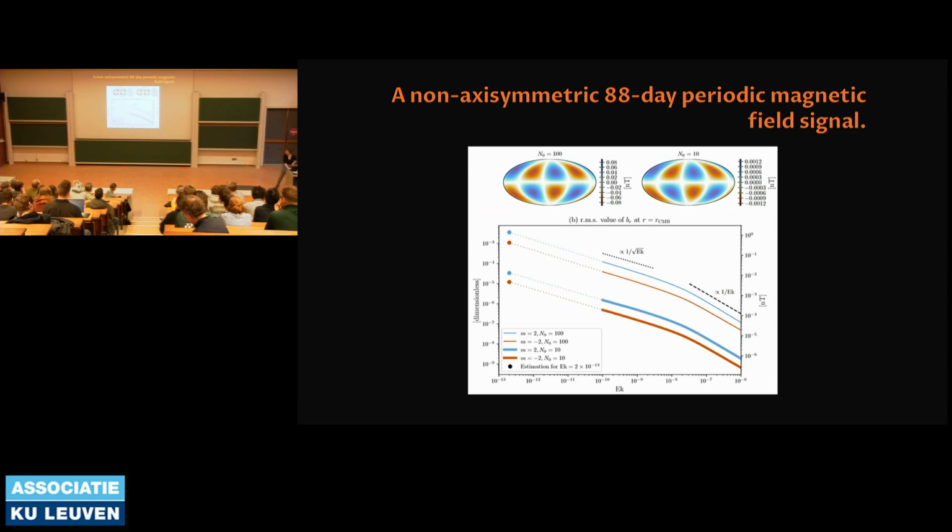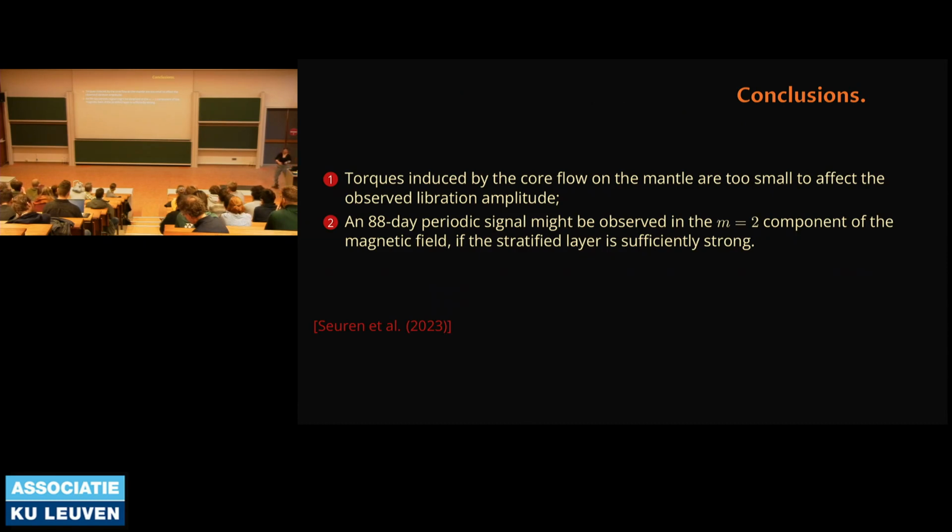Which brings me to the conclusion. So I looked at two things. The torques induced by the librationally-induced flow are too small to affect the rotation. But if we have a strong enough stratified layer, we might observe some structure in the magnetic field.